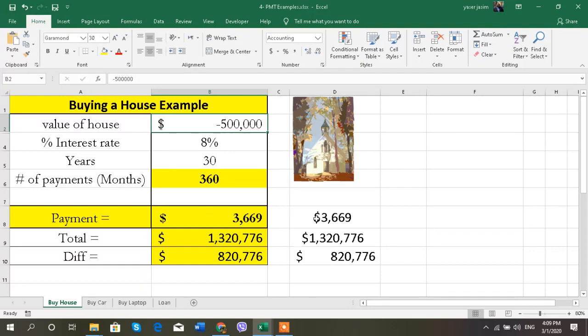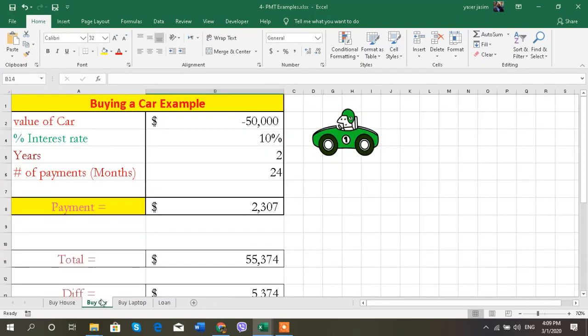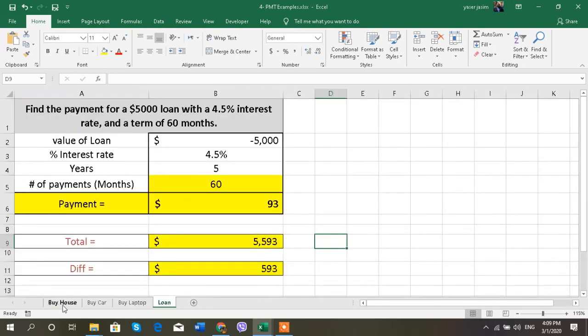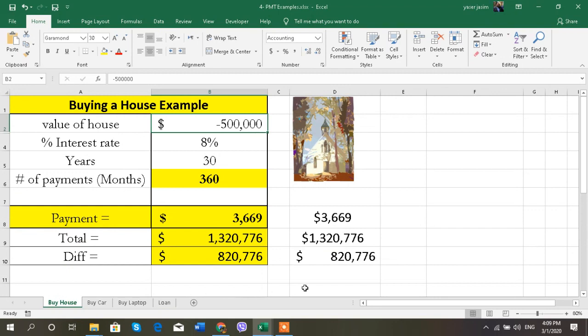This is also an easy one. As I can see, I have another example for a car, buying a laptop, or I have a loan. These are examples of how to calculate the PMT.